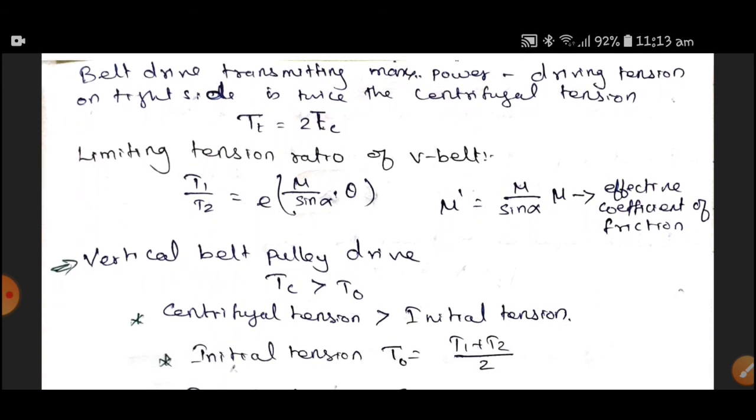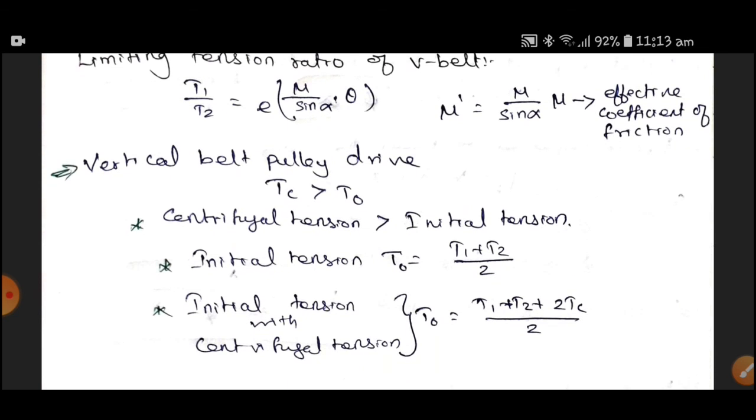The limiting tension ratio of the V-belt drive is T1 by T2 equal to e power mu theta by sine alpha. Here 1 by sine alpha is equal to cosecant alpha or cosecant beta. We can say mu dash is equal to mu by sine theta, where mu is the effective coefficient of friction, and mu dash is the virtual coefficient of friction.